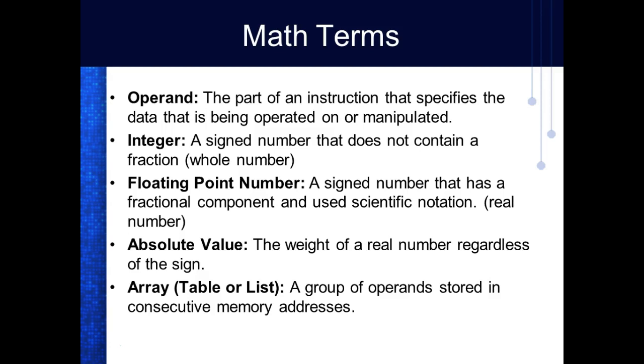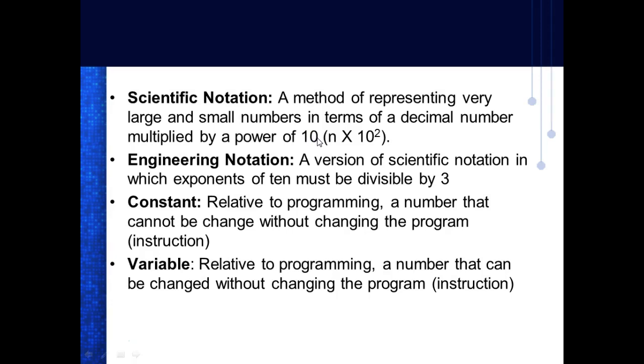Absolute value. What's the absolute value? Yeah, so it assumes everything's positive. It drops the sign. An array, this is the group of operands stored in consecutive memory addresses that we can address using special instructions that we'll talk about later on without actually specifying the address. It's pretty neat. Scientific notation, a method of representing very large and small numbers in terms of a decimal number multiplied by some power of 10. So an example would be the number times 10 to the square.